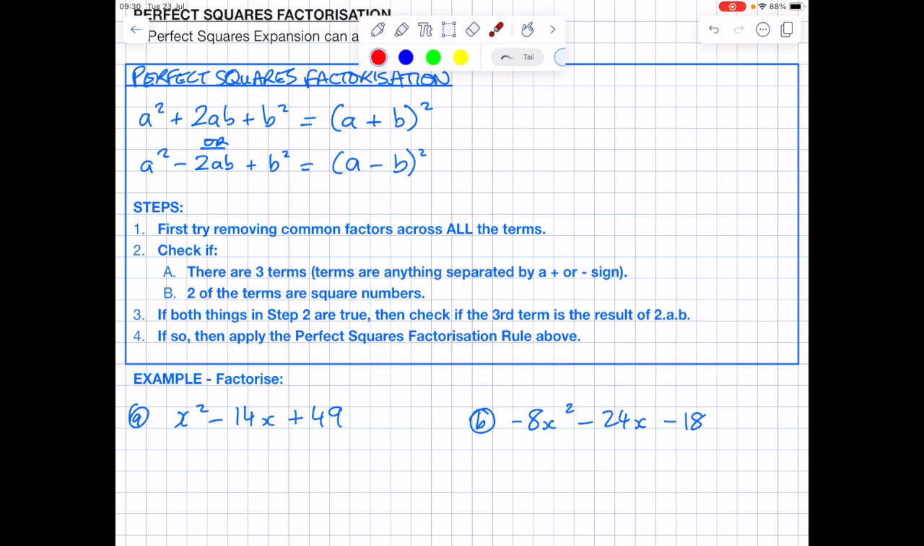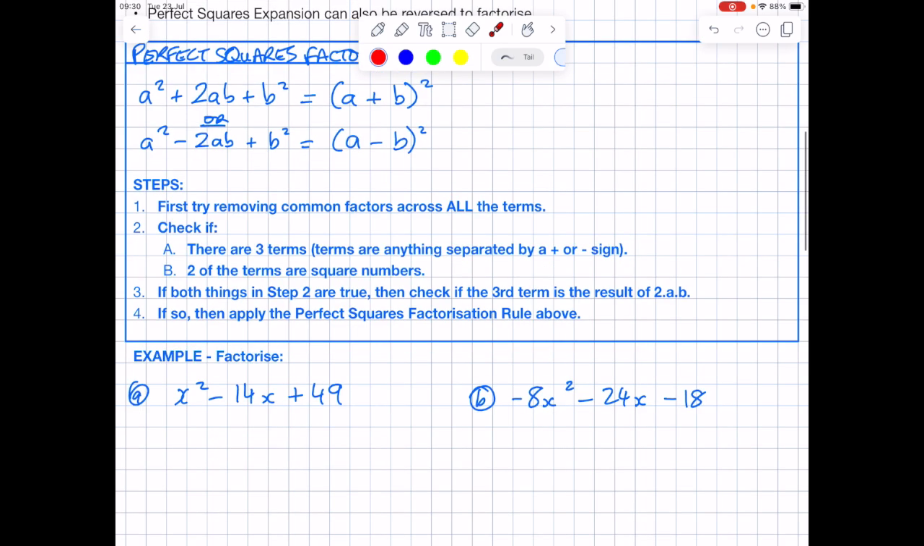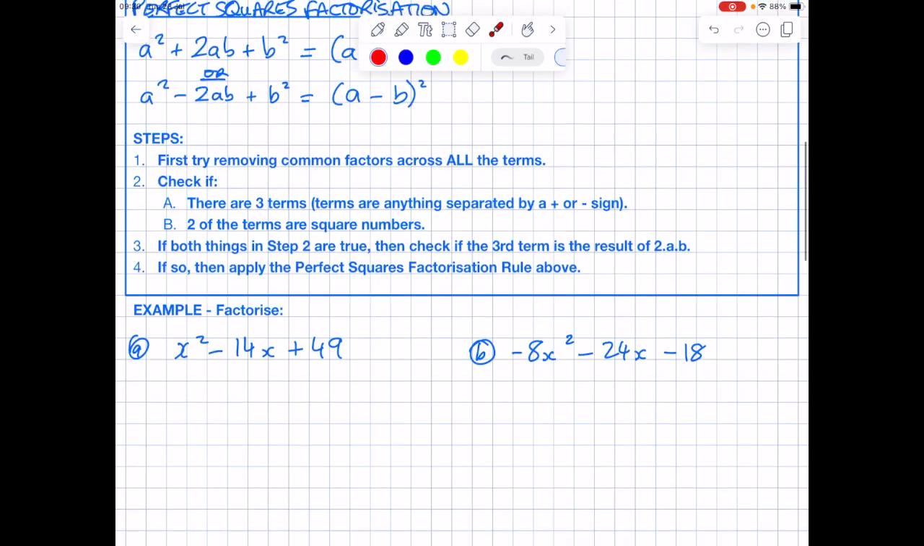Part B of the second step is check if 2 of the terms are square numbers. It's usually the first and the third term that are square numbers, but they might have changed the order. A square number is anything that you can get by timesing a certain number by itself. If you check both A and B in step 2 are true, then you check if the third term is the result of timesing 2 by A by B. And if that's true, then you apply the perfect squares factorization rule above.